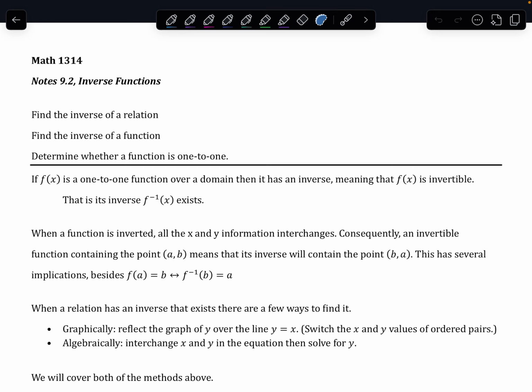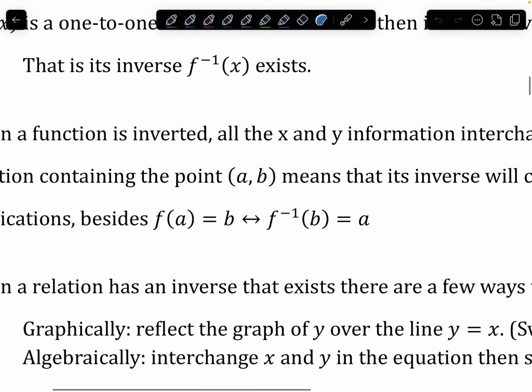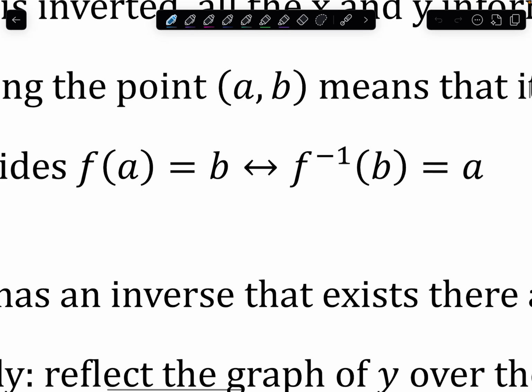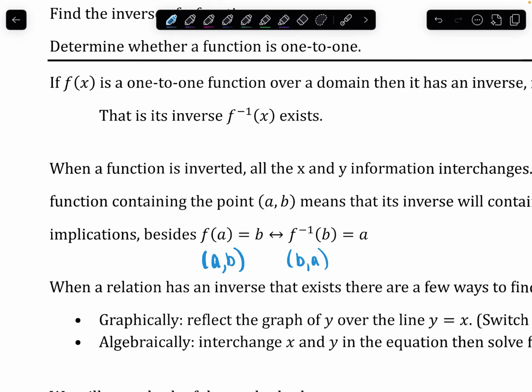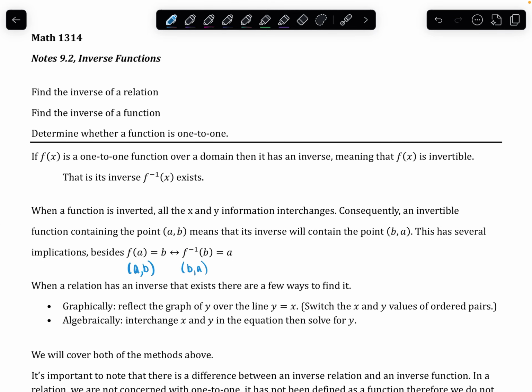So what that translates to is, if the ordered pair (a, b) exists on the function f, then the reverse point (b, a) will exist on the inverse of the function f. Because graphically we reflected over the line y equals x, all of your x and y values trade places.